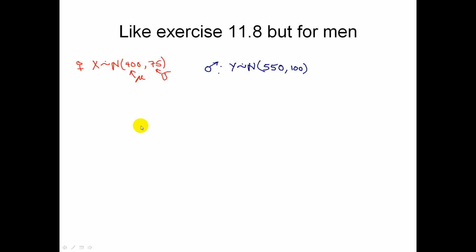Okay, so what does this look like on a curve? Here's the normal curve for women, and it's centered on 400, right? And then the standard deviation, which is the distance from the middle of the curve to the inflection point, we're told is 75. So if we follow this down here, this must be a value of 475, and then one more standard deviation unit over to the right, that's 550, right?